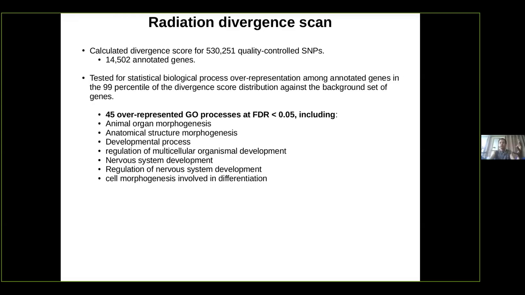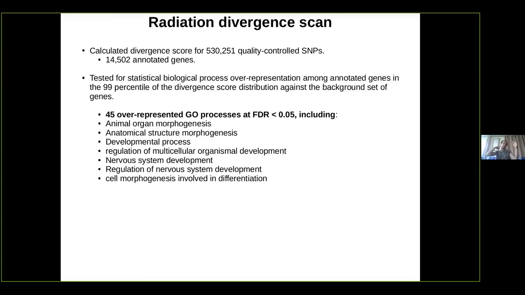And then I was interested: okay, so I have these outliers, these unusual sites across the radiation in terms of being divergent across the radiation, so fixed differences. And I should say one of the rationales behind doing this is we were finding, because there's so much shared polymorphism, that some of the most promising signals when we were analyzing particular lineages were fixed differences. So that's what made us think maybe high divergence is what we should be looking for.